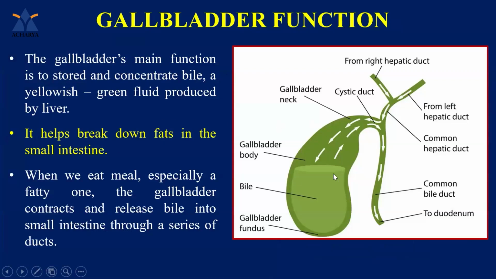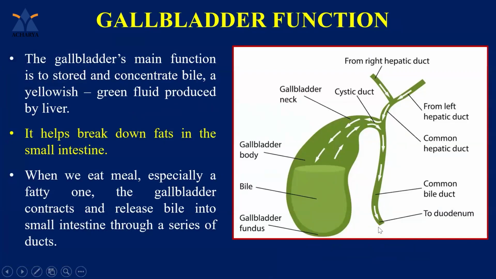gallbladder anatomy and functions. The gallbladder's main function is to store and concentrate the bile, a yellowish-green fluid. You can see the gallbladder. This is the gallbladder fundus, this is the gallbladder body. This one is the gallbladder neck, and this is the cystic duct, right hepatic duct and left hepatic duct. This is the common hepatic duct. So this is the common bile duct.